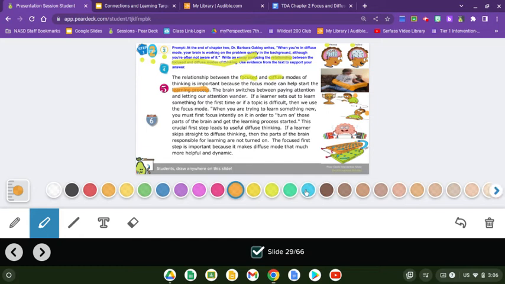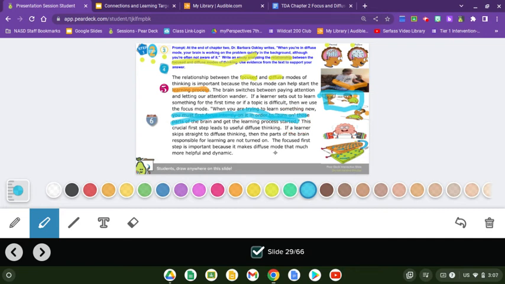Well, now that seems important to me, so I'm going to switch to the color blue. I'm going to put a blue dot next to this trophy and put a square around the focus mode, or as square as I can get it. And I'm going to put the quote, you must first focus intently in order to turn on those parts of the brain to get the learning process started. I'm going to highlight all that blue.